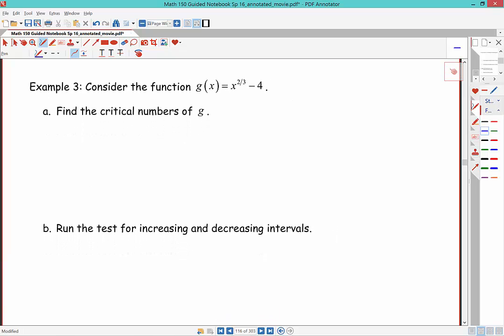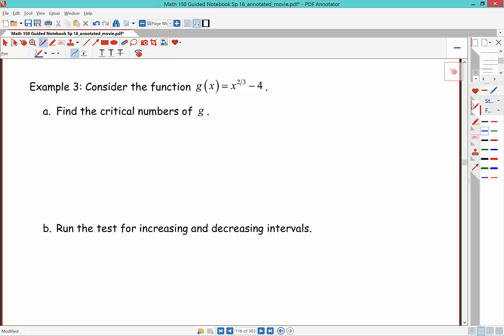Why don't you guys go ahead and pause the movie and take a look at this guy. It starts just the same. And then we'll play the movie and see how you did. Alrighty, let's see how you did.